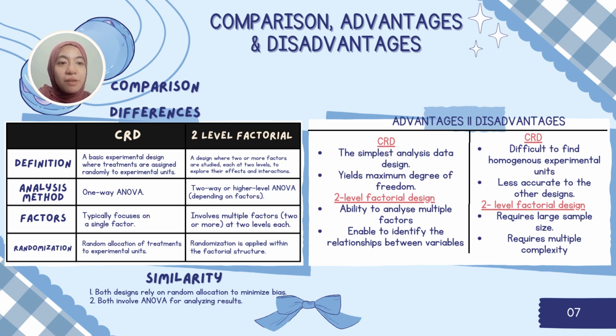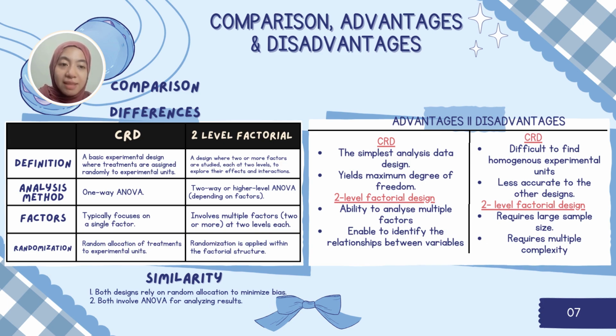Similarities. Despite their differences, the two designs share some similarities. Both rely on random allocation to minimize bias. Both involve ANOVA for analyzing results, ensuring statistical rigor.